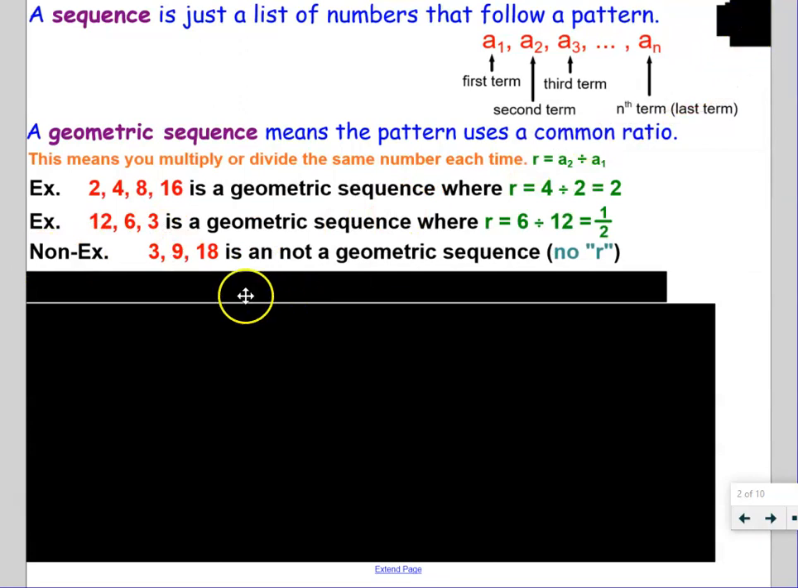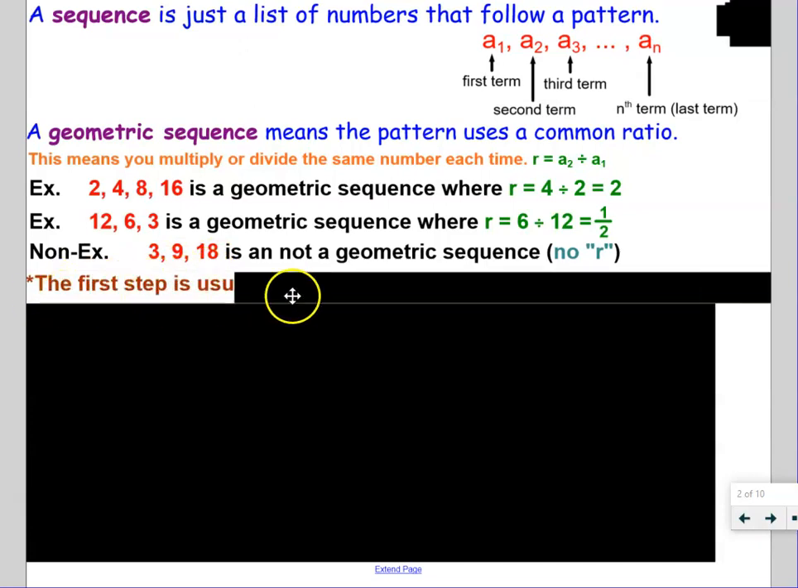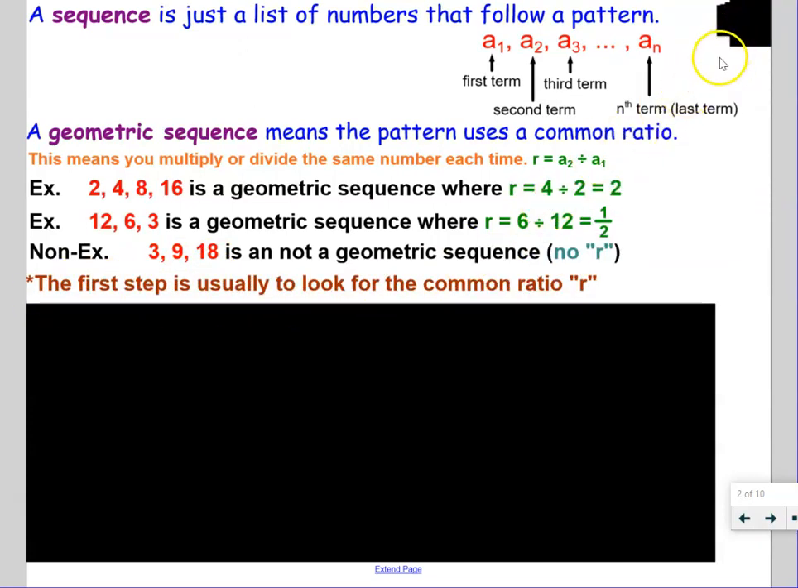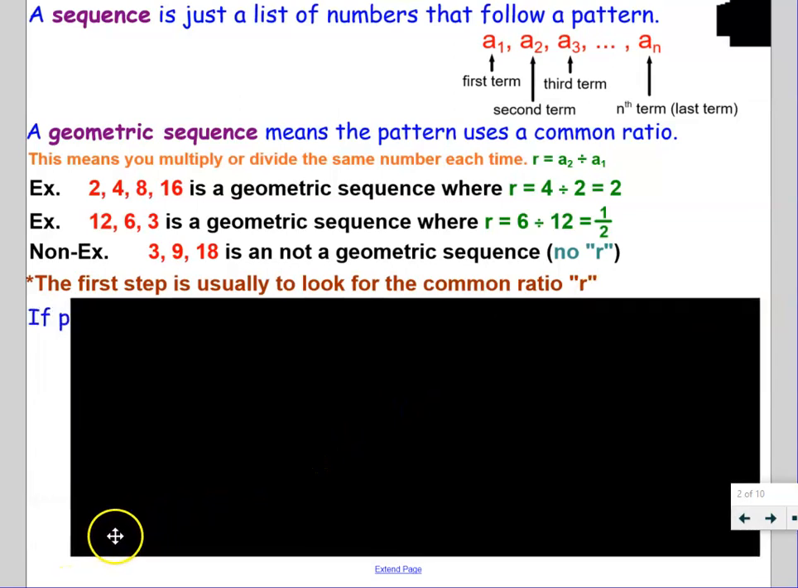Here's a non-example. 3, 9, 18 is not a geometric sequence because there's no R, there's no common ratio. If I tried second divided by first, 9 divided by 3 is 3. If I tried third divided by second, 18 divided by 9 is 2. Those are different numbers. I can't do times 3 then times 2. It has to be times 2 all the way, or times 3 all the way, or times 1/2 all the way. Like before, our first step is always trying to find that common ratio R. In the other case, it's common difference D.